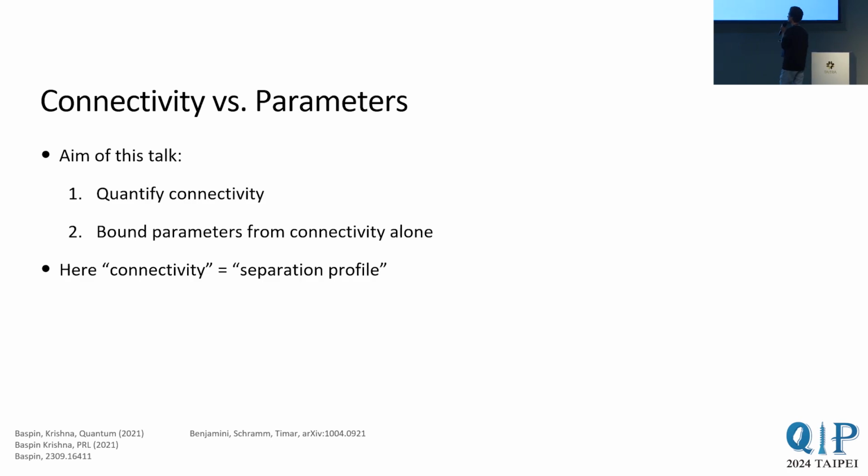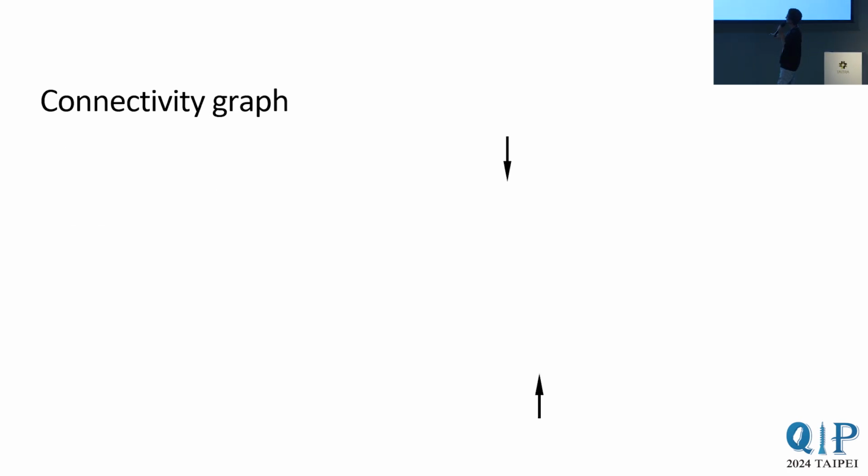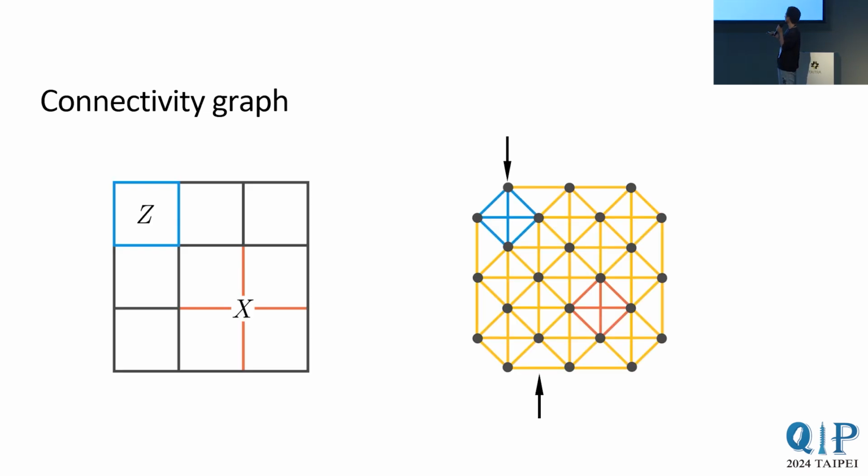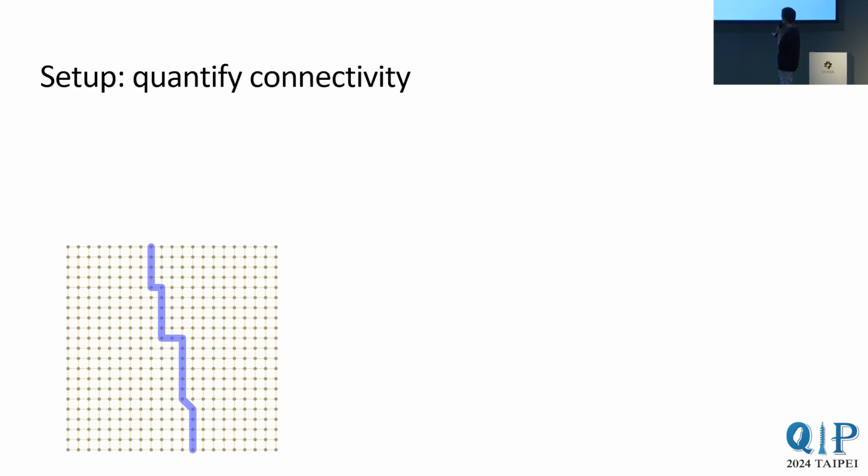The notion of connectivity we'll use is that of the separation profile, and I'm going to explain what it is. But before doing that, I'm going to explain the connectivity graph of a code. So here you have an example for the surface code. The connectivity graph of a code maps qubits to vertices. Like here, for every qubit you have a vertex, and secondly you have an edge between any two qubits if they are involved in the same measurement.